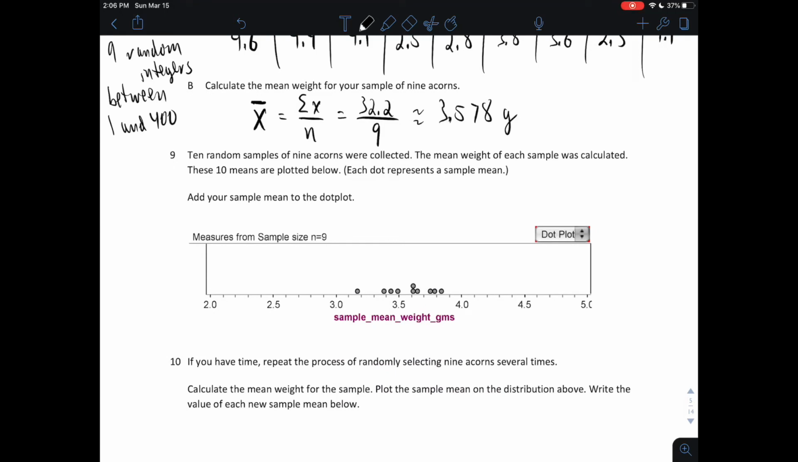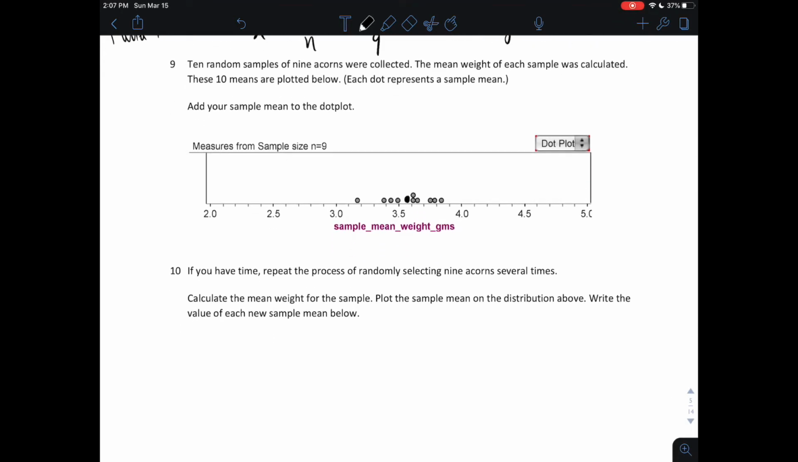Number 9, 10 random samples of 9 acorns were collected. The mean weight of each sample was calculated. These 10 means are plotted below. Each dot represents a sample mean. Add your sample mean to the dot plot. So ours is 3.578, which is a little bit between 3.5 and 4.0. And in fact, it's a little close to 3.6, which would be a dot like that.